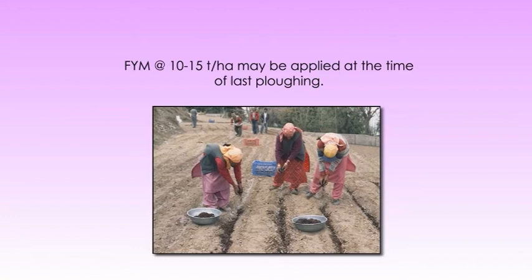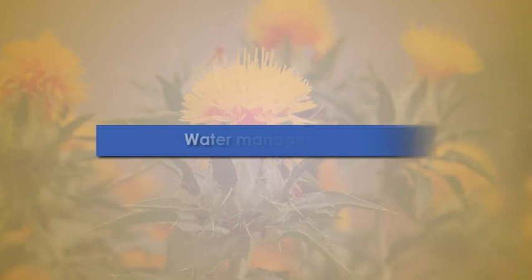Now let's see about the water management for safflower. Irrigating twice, first at elongation, that is 35 days after sowing, and second at the flowering stage, that is 75 days after sowing, may be applied.